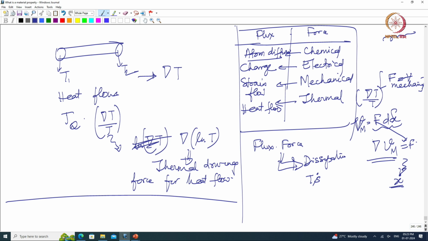Even when heat is flowing, you can generate heat, but then you can sustain it. But if heat is flowing through some thermal force, through some gradient of temperature, then that heat is just gone. That energy is just gone, it just dissipates. Okay, so with that let us stop this lecture here.